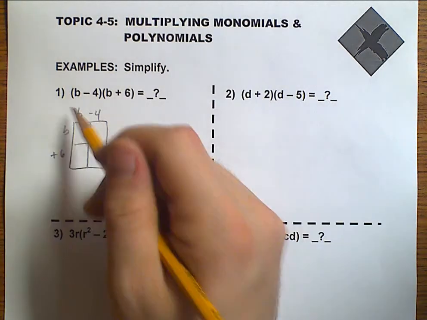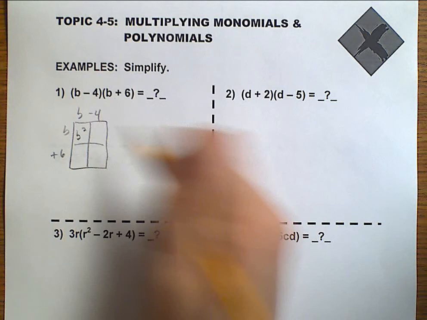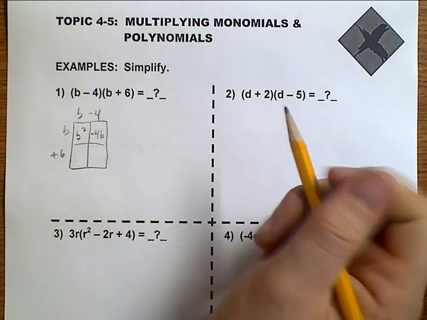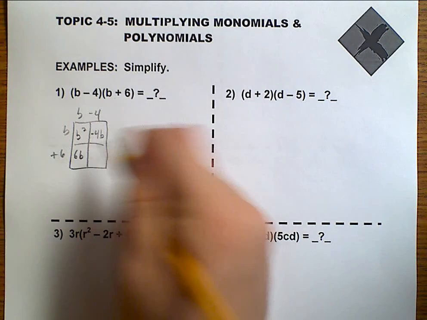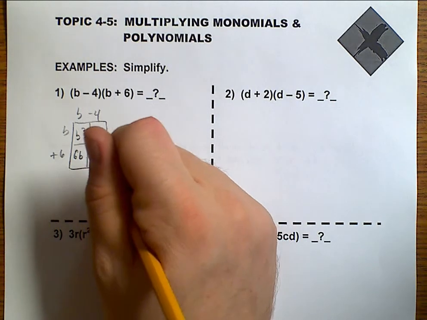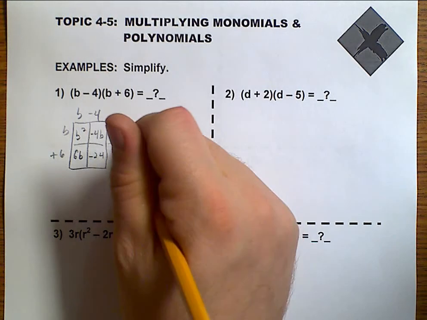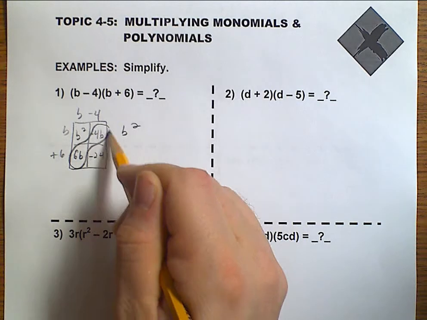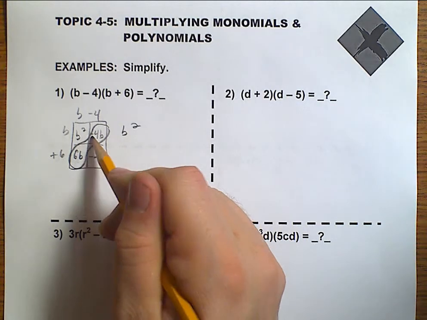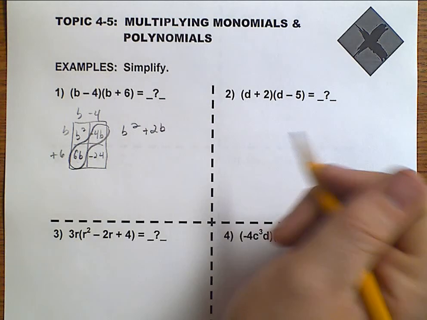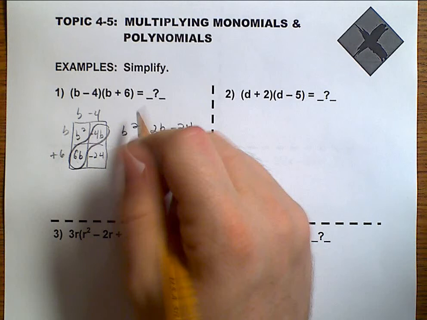Well, b times b makes b squared. B times negative 4 makes negative 4b. B times 6 makes 6b. And 6 times negative 4 is negative 24. So that gives me b squared, 6b minus 4b makes a positive 2b, minus 24.